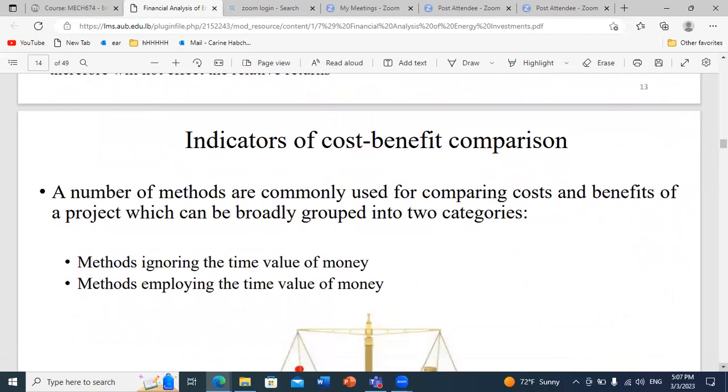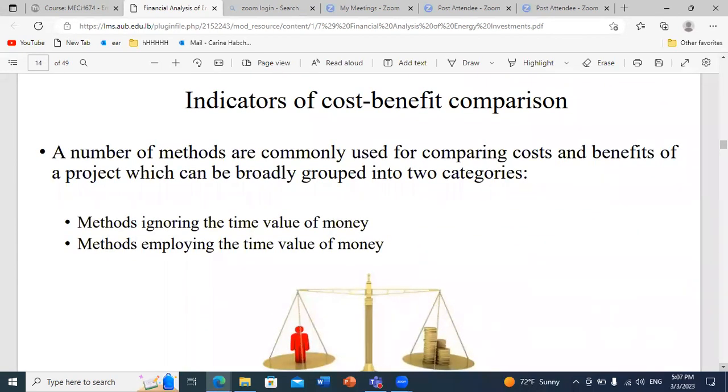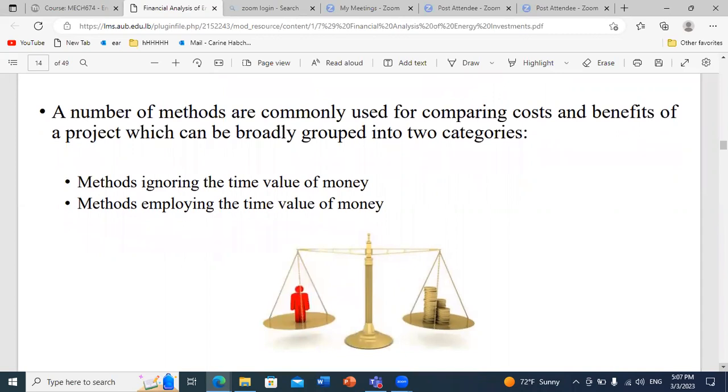Now, what are the main indicators of cost-benefit comparison? We have a large number of methods that are commonly used for comparing costs and benefits of a project, which can be broadly grouped into two main categories. Some methods ignore the time value of money, and these are not very recommended, especially for energy projects, because we have already seen that the time of building and the lifetime of energy projects is significantly large. So it's not recommended at all to ignore time. In other projects, it might work if you just have to analyze a project for 1 year, for example. But in general, for energy projects, we should employ indicators that take into consideration the time effect on the value of money.